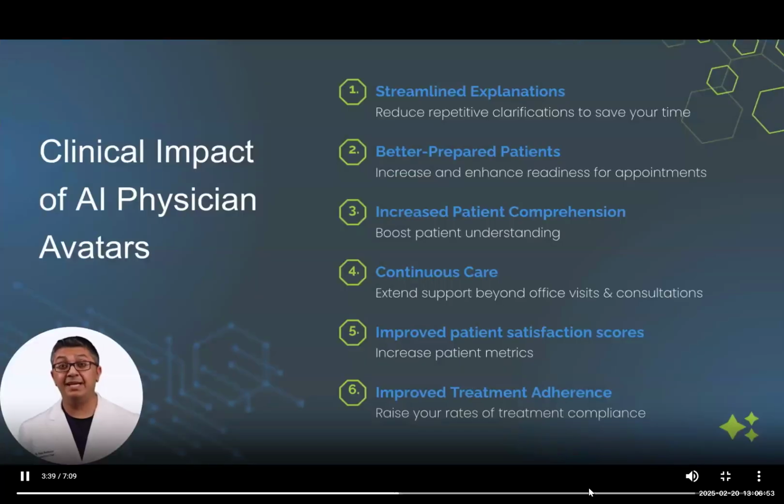The implementation of AI physician avatars yields 6 measurable clinical benefits. These include streamlined explanations that reduce repetitive clarifications, better prepared patients who arrive with informed questions, increased comprehension of medical concepts, continuous care support beyond office visits, improved patient satisfaction scores, and notably higher treatment adherence rates. These outcomes directly address many of the fundamental challenges in patient education and engagement.